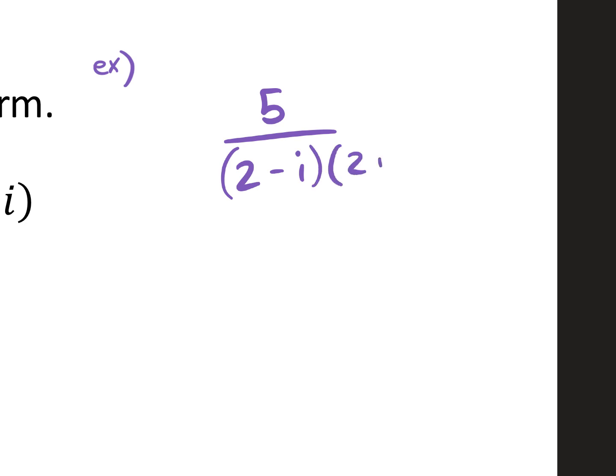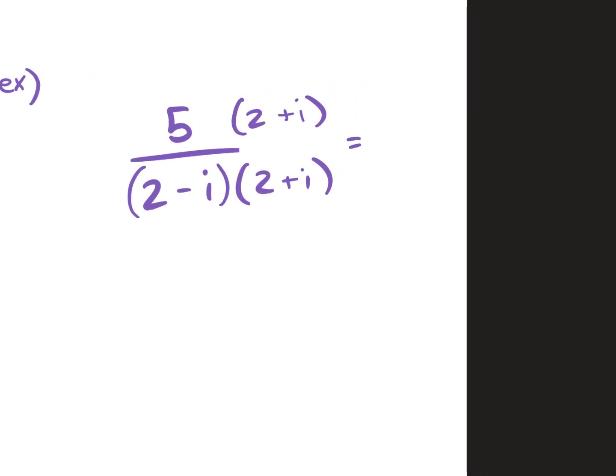What happens if I have something like, let's say, 5 over 2 minus i? We can't have i in the denominator. What would I need to do here? Multiply by what? Perfect. We multiply by the conjugate, so 2 plus i. And whatever we multiply on the bottom has to get multiplied to the top.